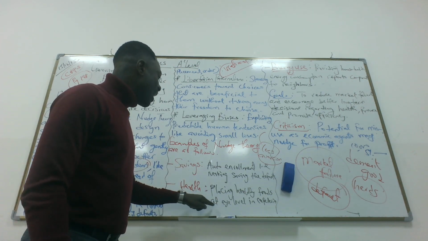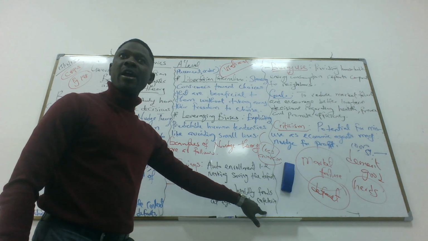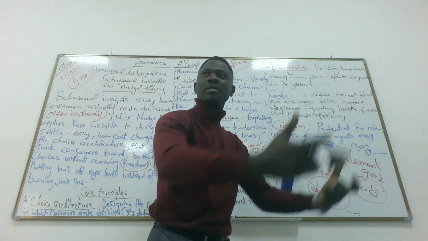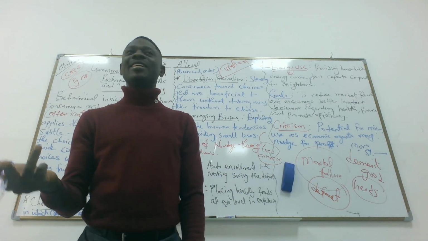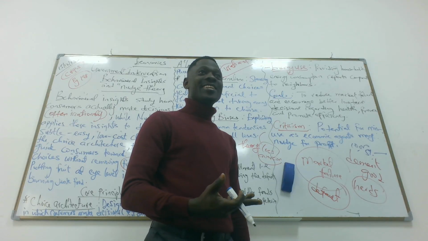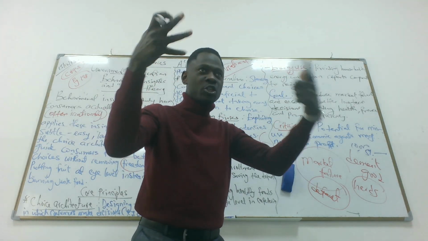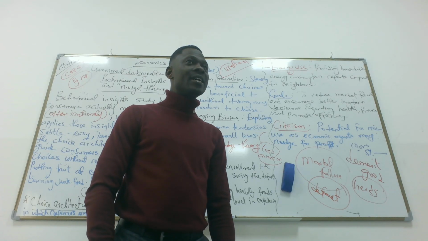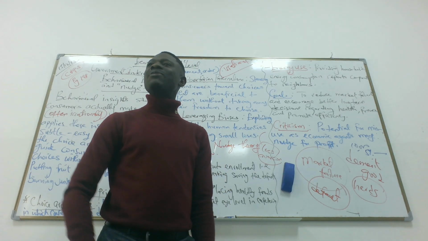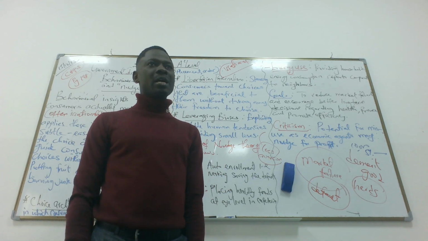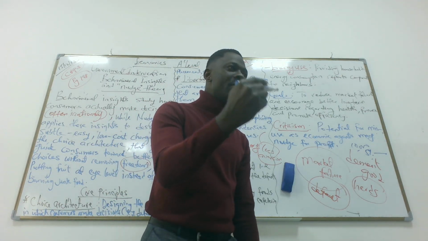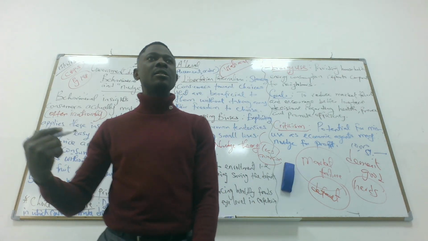The second one, health. Placing healthy food at high level in the cafeteria. So you place them where consumers can see. Maybe because they don't see, that's why they go for junk foods. Now they're going to see. Maybe their choice will change. Advertising as well. Advertising can also be done. Do you get it? It's all about having the right information to make the right decision.